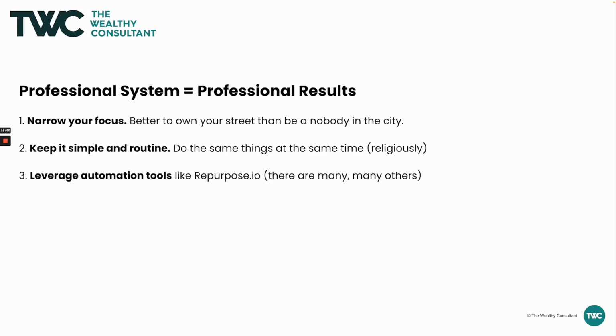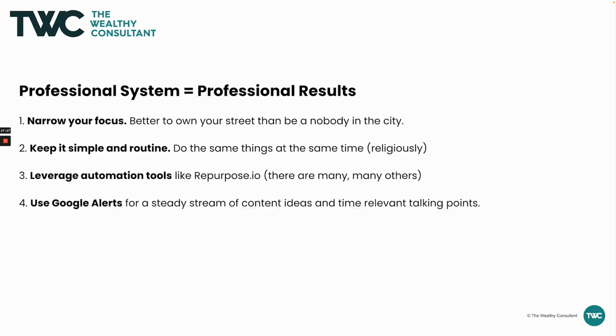Leverage automation tools. Repurpose.io is just one example. There are many, many others, and there's more and more coming out all the time. I'm not suggesting that this is your only option, but there are many different automation tools out there to simplify the process of creating or regenerating content or distributing content. I mean, it goes on and on. That's a whole different show, really. So we'll talk about that one some other day. But just know that there are ways of automating this to make it more streamlined.